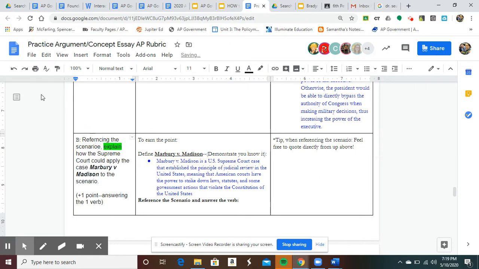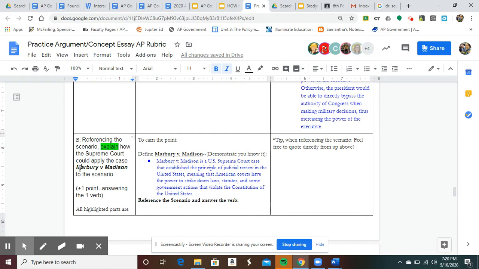B, referencing the scenario. So again, you've got to reference what's going on. I would add quotes. Explain how the Supreme Court case could apply to Marbury versus Madison. Well, there was an explain verb. If there's an explain verb, then I've got to have a term that I'm going to define. Okay. Describe what is Marbury versus Madison. And within that Marbury versus Madison, there's going to be some connection to the scenario. There's going to be some connection to what they ask from you to the scenario, and your explanation has to demonstrate how the two are connected.